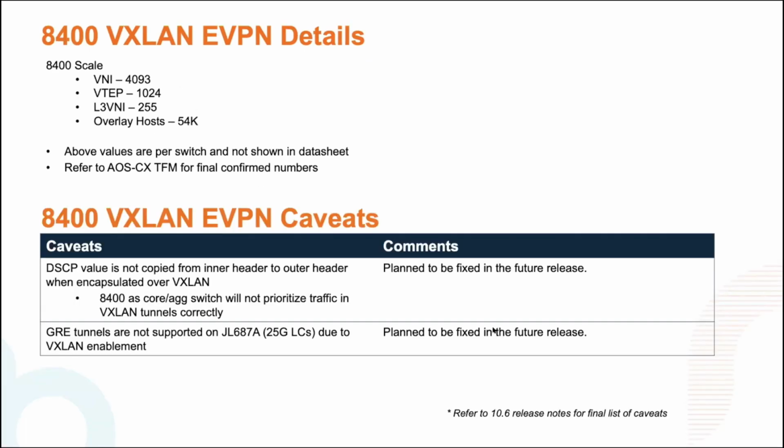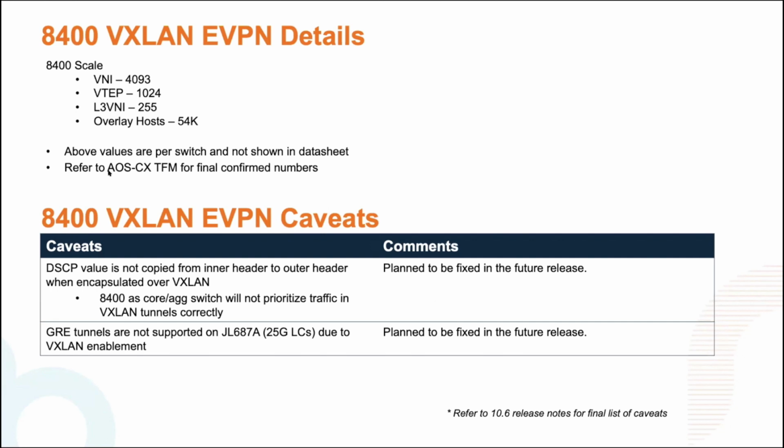Okay. These are the numbers for 8400. It supports about 1 less than 4K VNIs. It supports 1K VTEPs and 255 L3 VNIs. The host scale is 54K over the VXLAN. And yeah, as Daryl mentioned, you need to look at the TFM documentation for final numbers.